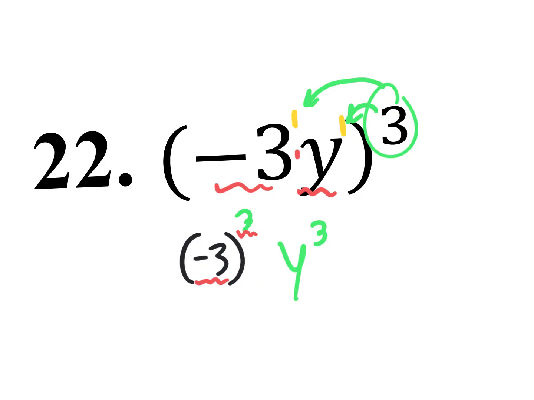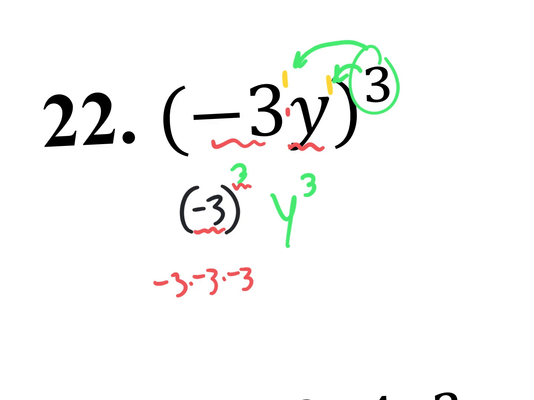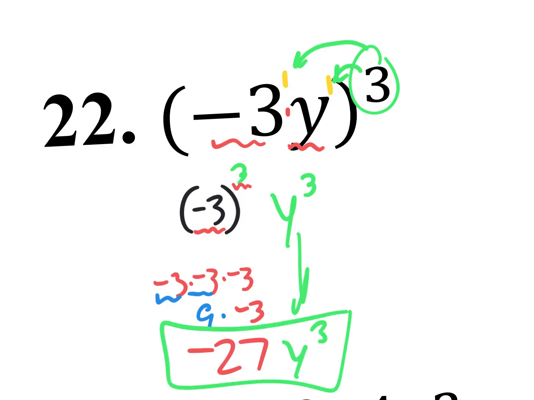So what is that really? That's -3 times -3 times -3. And that is -27, right? If you go -3 times -3, it's +9. And +9 times that other -3, that'll get you the -27 as the coefficient of your answer. Then you simply bring down the y to the 3rd. So your answer is -27y to the 3rd. If you don't like this idea of distributing and keeping this in parentheses, you could do it the old school way.